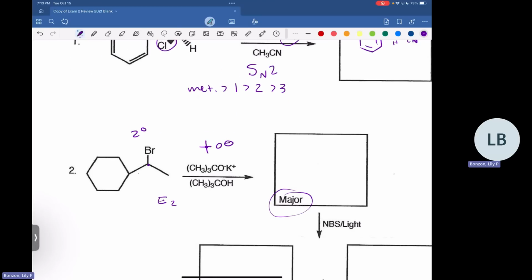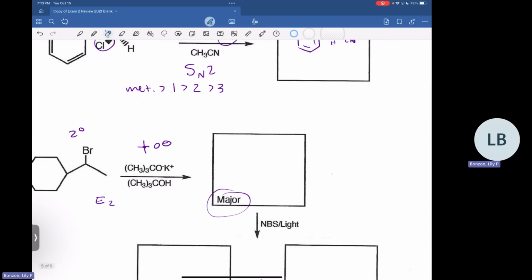So as you can see, we could either form the double bond here or here. So this would give us the more substituted product, but again, we have the bulky base, so we're actually going to form the less substituted alkene. So that's going to be our major product. So that's going to be our product of that reaction. Question.